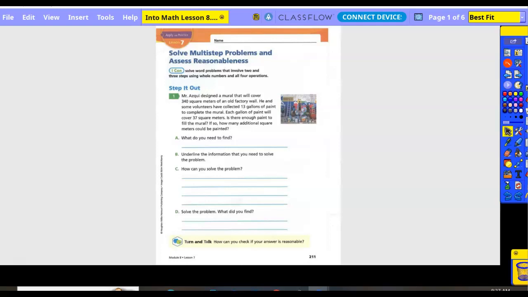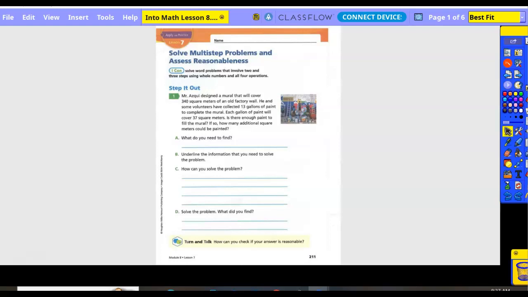Fourth grade Instant Math lesson 8.7. Solve multi-step problems and assess reasonableness. I can solve word problems that involve 2 and 3 steps using whole numbers and all 4 operations. Step it out. Number 1.